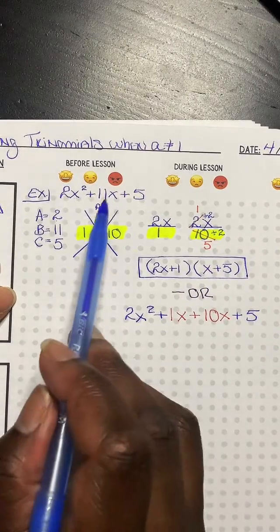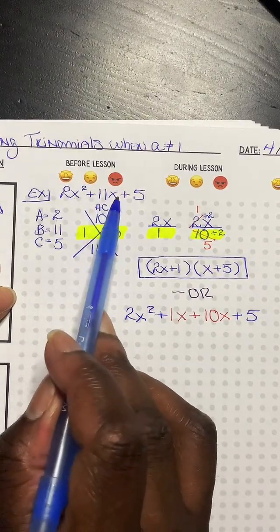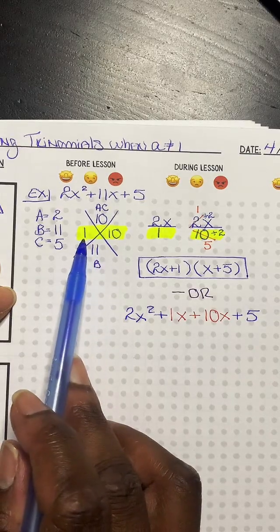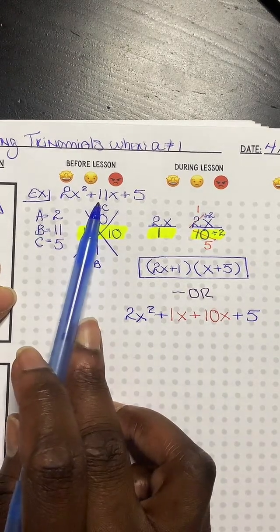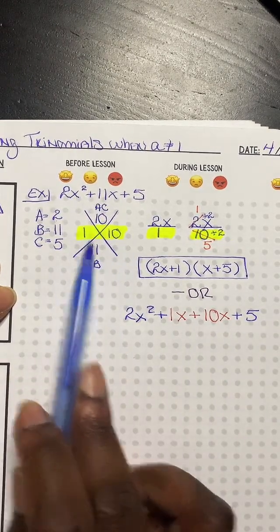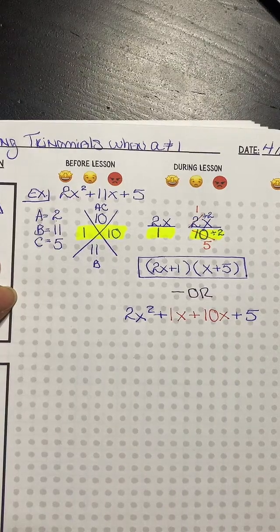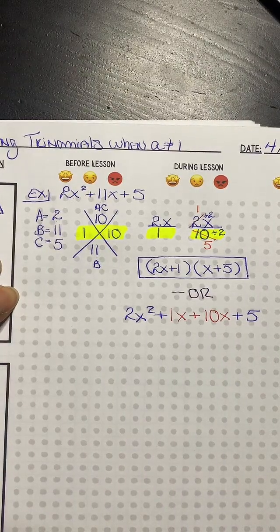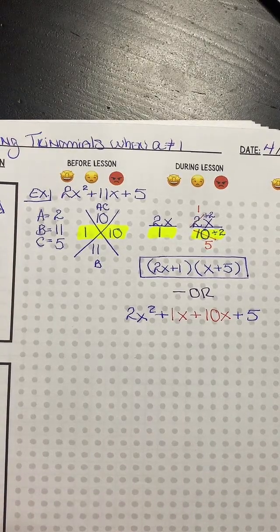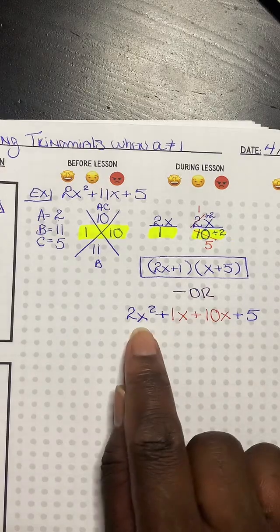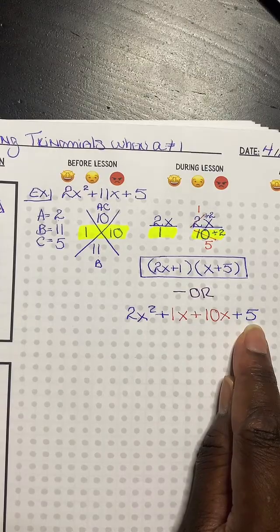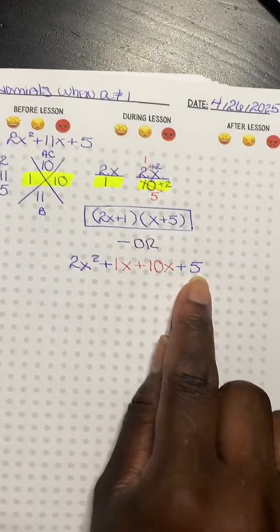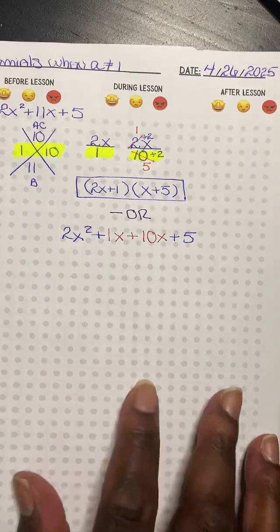So all we did was replace this 11x with the 1x and the 10x, because 1x plus 10x gives me 11x. Okay, so you found the factors that we have to break down. Now this is when grouping comes into play. How do I know I do grouping? Because I have 1, 2, 3, 4 terms. Anytime I have 4 terms, I'm going to do grouping.